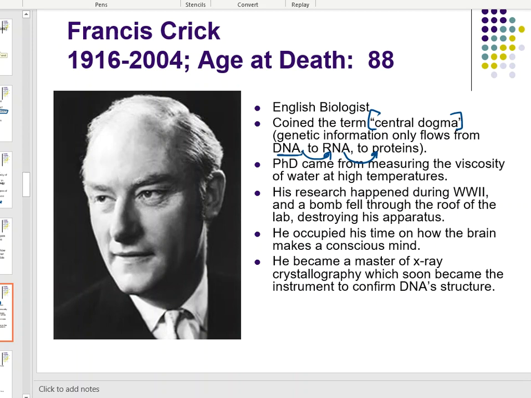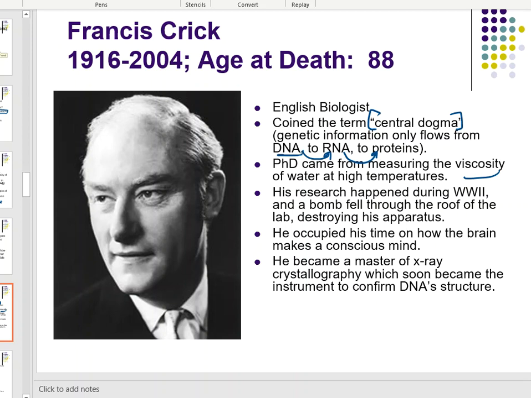His PhD, well, this is kind of a fancy degree that people typically struggle to get, right? And this PhD came from measuring the viscosity of water at high temperatures. Nothing more complicated than that, people. Of course, back in the day, he was generating data that we did not have at the point, so it was fair game. I mean, this was his PhD dissertation. The research happened during World War II. A bomb actually fell through the roof of his lab, and that destroyed his apparatus that he was using at the time.